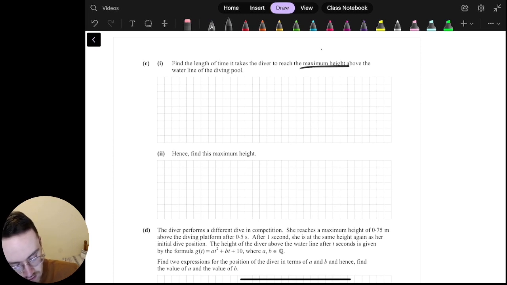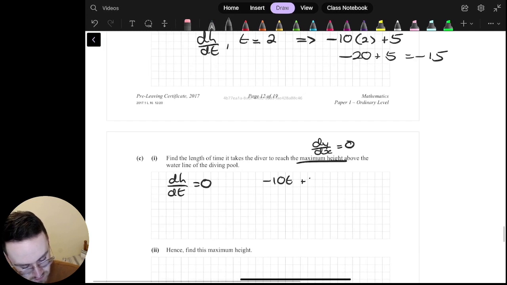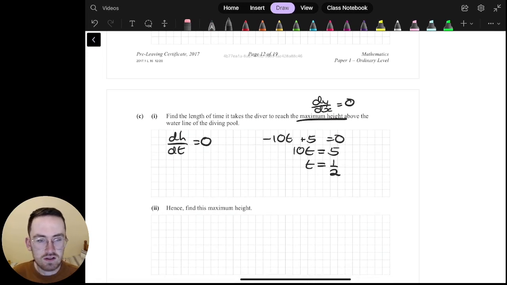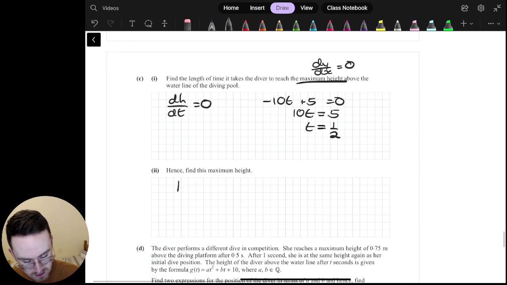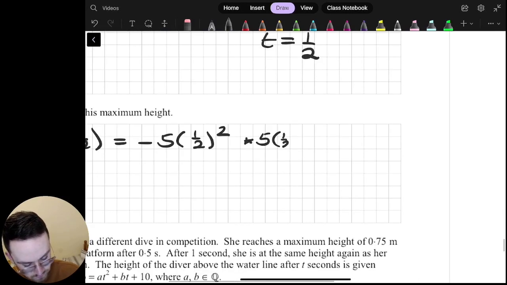So maximum height, we should remember dy/dx equals 0. In this one it's dh/dt, but that's fine. We go back and remember what that was. It was minus 10t plus 5 is equal to 0. So 10t is equal to 5, t is equal to a half. So it takes her half a second to reach her maximum height. Hence, find this maximum height. We can sub in t is equal to a half into our original formula. So that's our minus 5 (a half) squared plus 5 times a half plus 10.